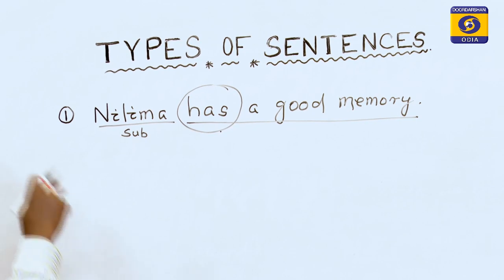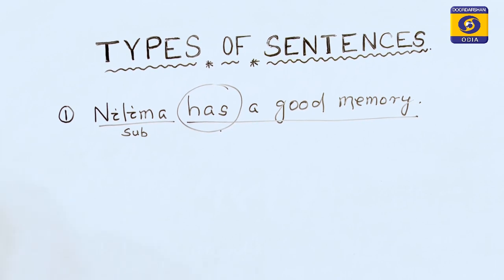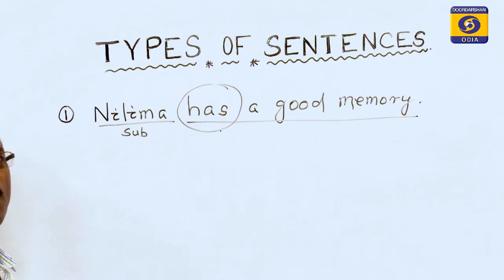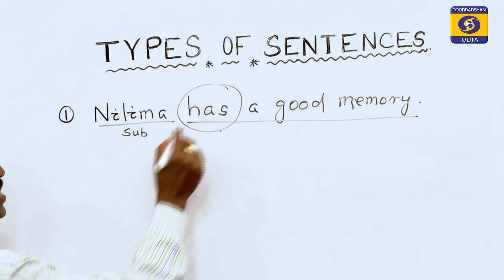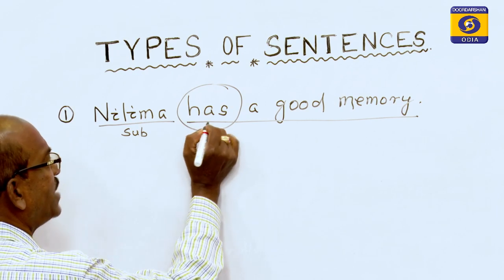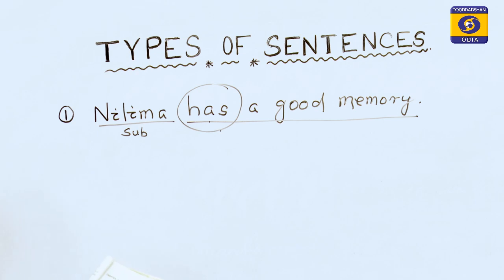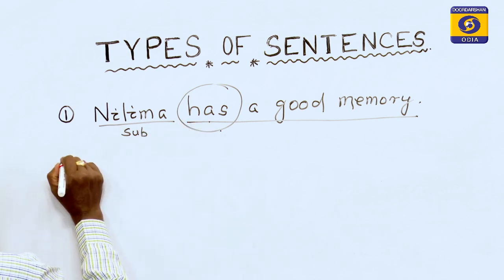The sentence is in present tense. Why? Because you know "has" has the past tense form "had," so this is a tense verb, or we can say this is a finite verb. So what was the instruction? Pick out the finite verb. So here "has" is the finite verb.